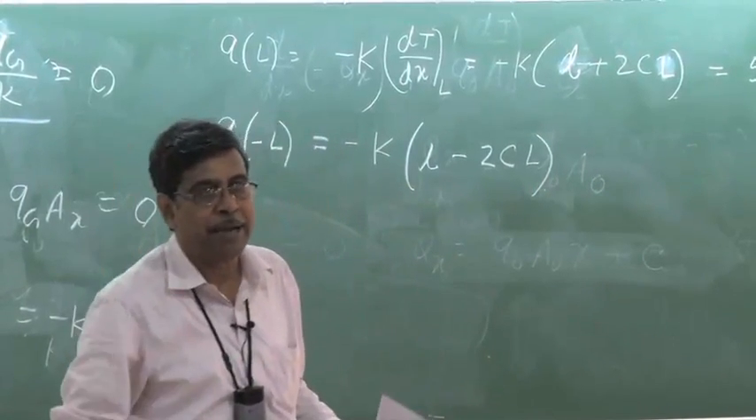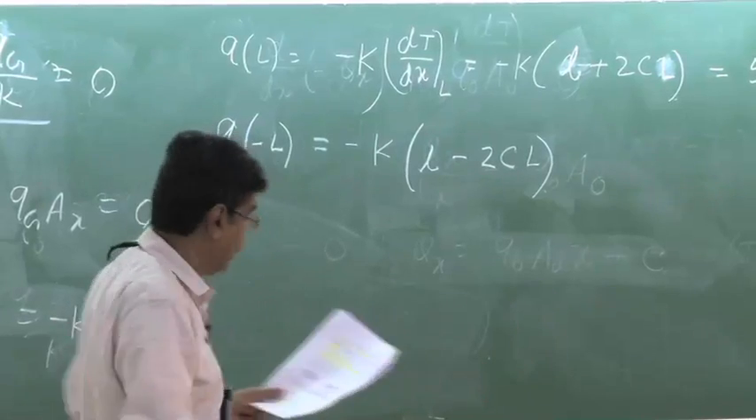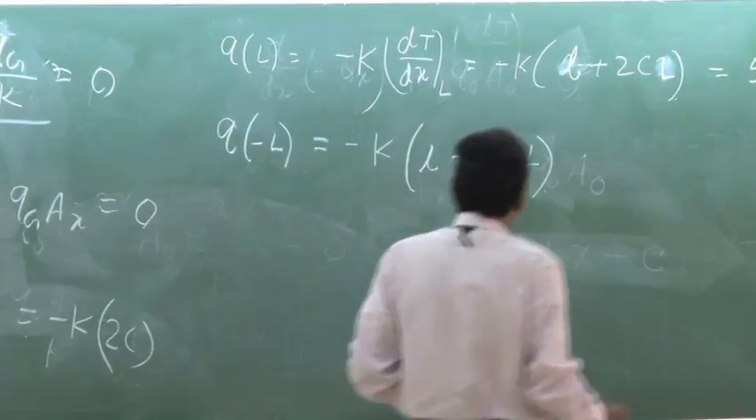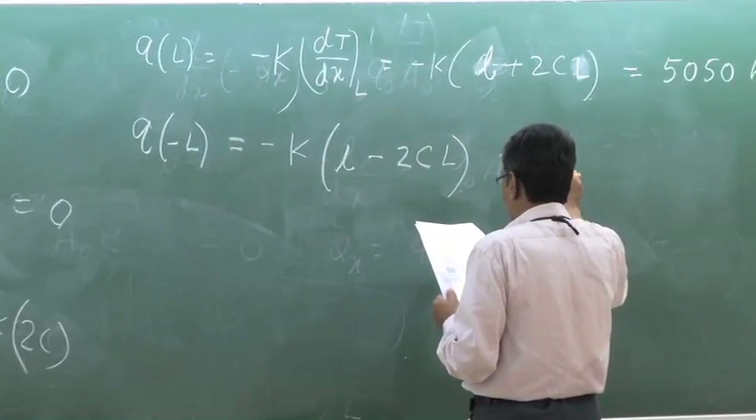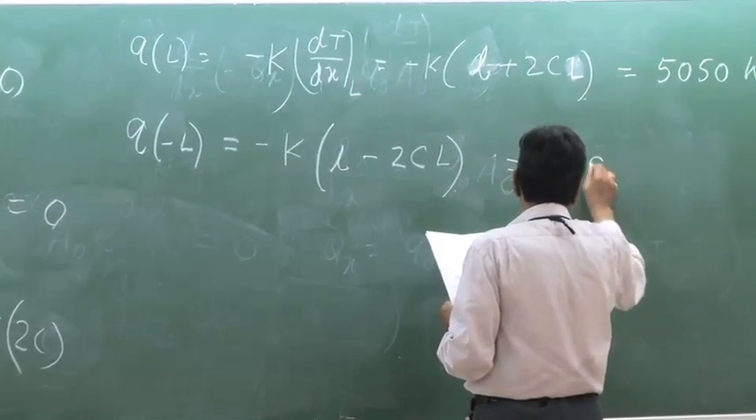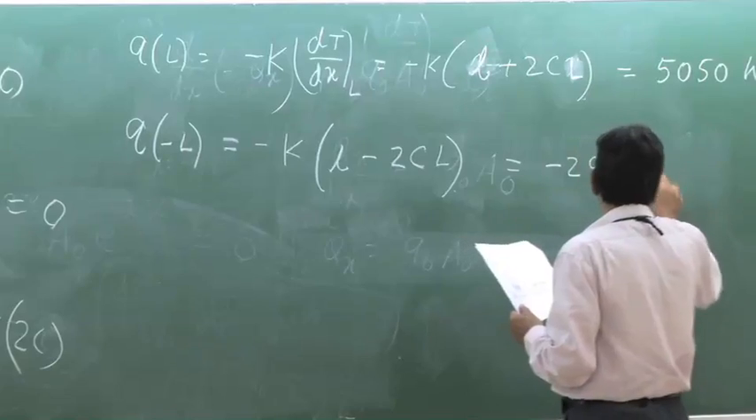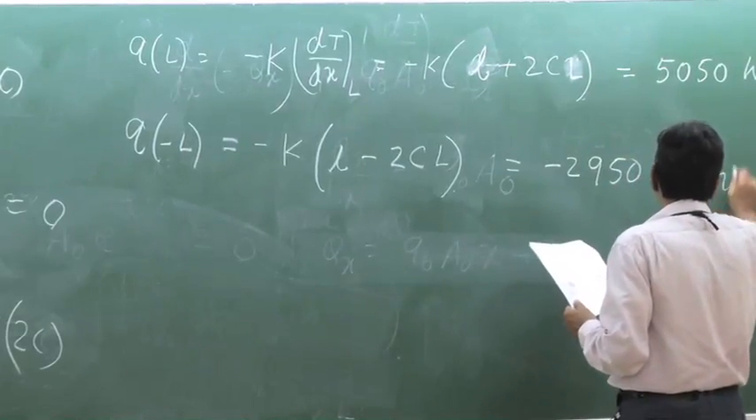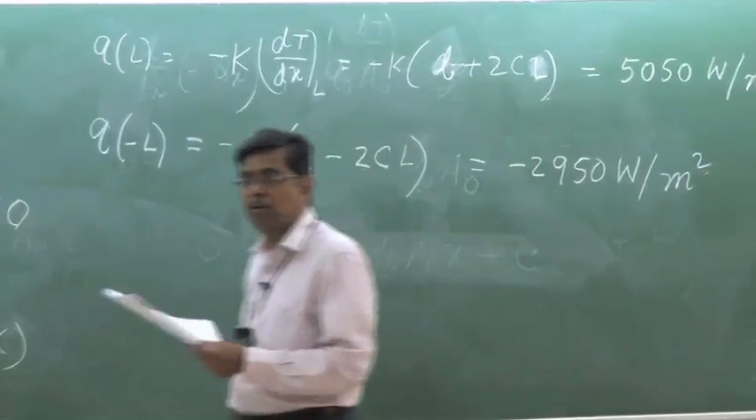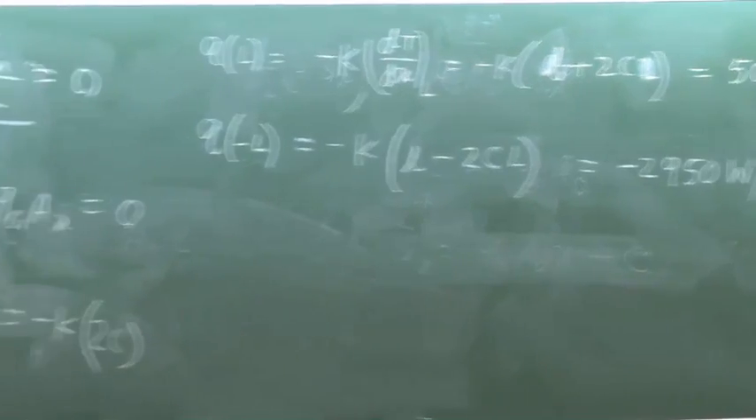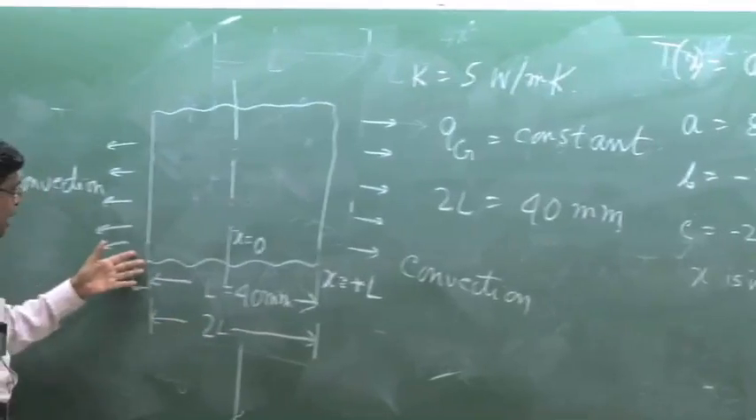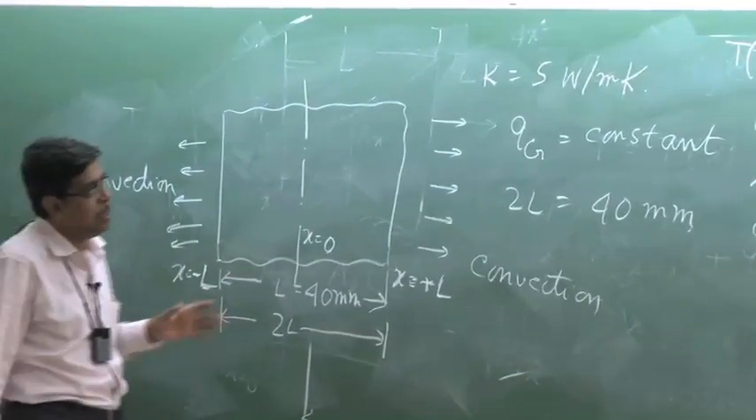It is simply multiplied by the area at any section, it will give you the heat flux. And this thing is equal to Q at minus L, which comes to minus 2950. So if you substitute the value with the sign, you get this. This proves that the Q at L is in the positive direction of the x-axis and Q at minus L is in the negative direction.